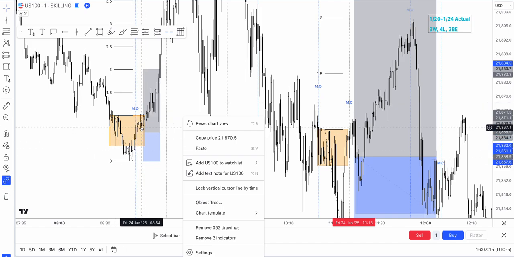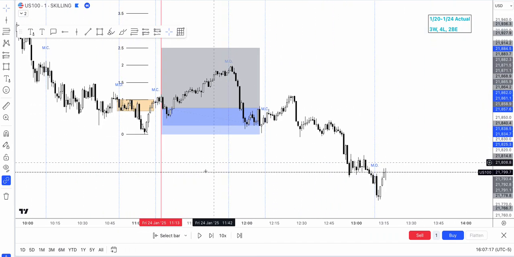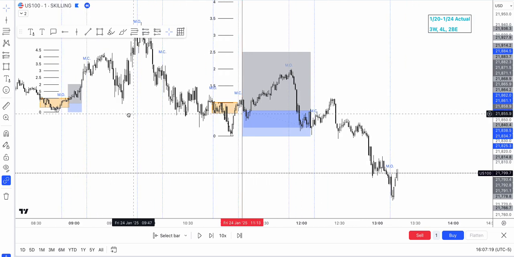I thought it would translate to the 1 minute as well with this, but it just didn't. So it's all good. Just move on to the next trade. I wasn't able to take advantage of it, but it's all good.